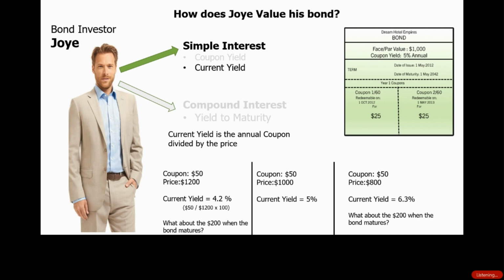The current yield is taking that coupon, which in the first scenario here is going to be $50, and we are going to divide it by the price, and we are just going to say that the price that he is going to pay for it is $1,200. So when you do that, you get a current yield of 4.2%. Just 50 divided by 1,200.